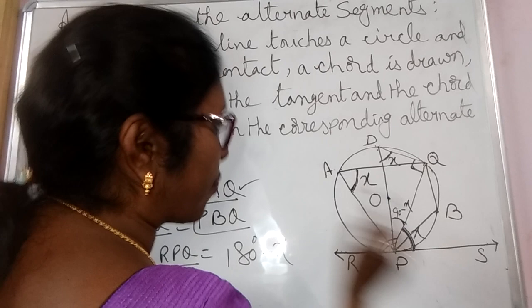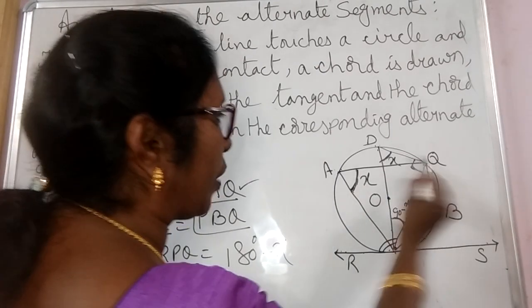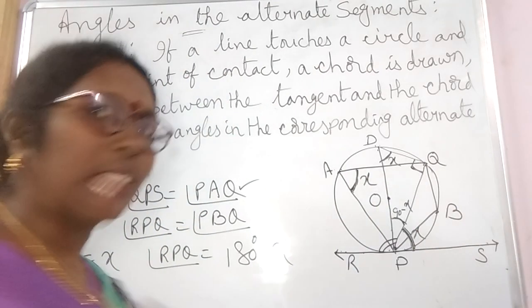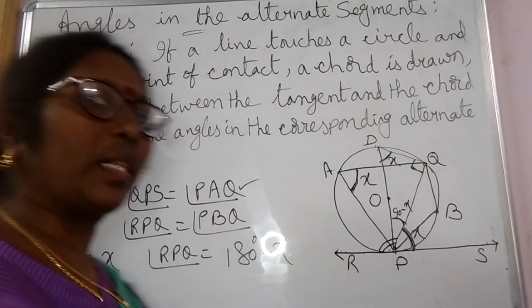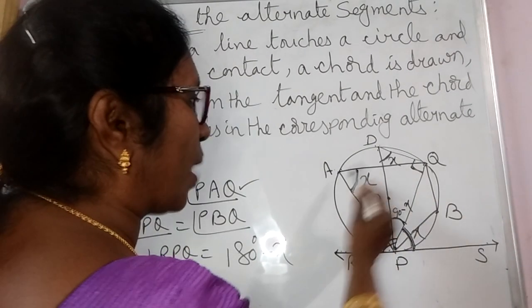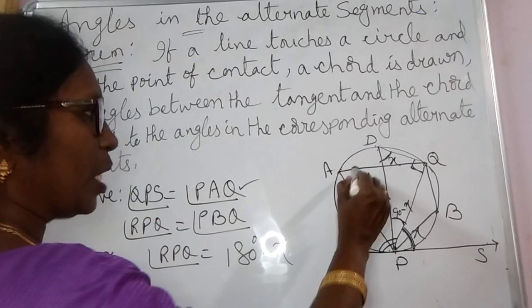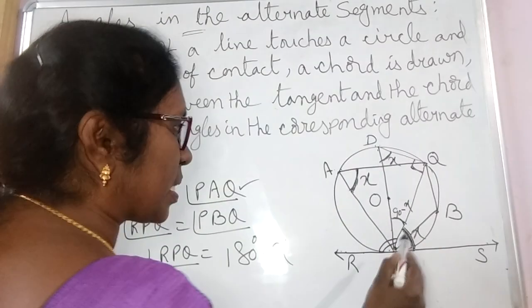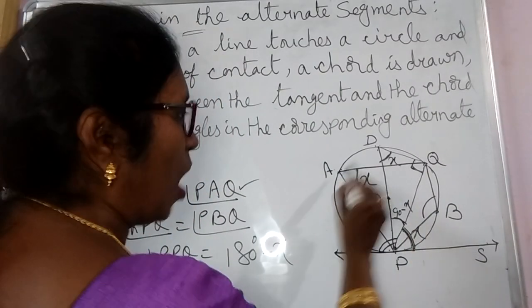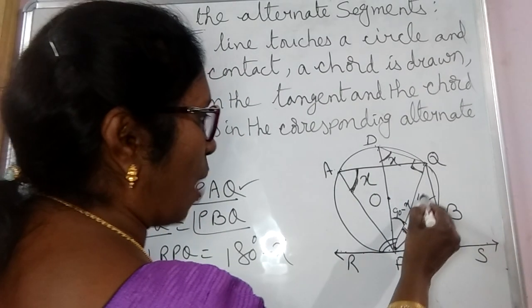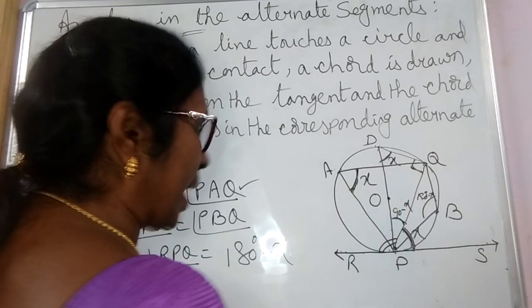Now what kind of quadrilateral is APBQ? APBQ is a cyclic quadrilateral. We have already learned that in a cyclic quadrilateral, opposite angles are supplementary. So, if this angle A is X, angle B opposite to this is 180 degrees minus X.